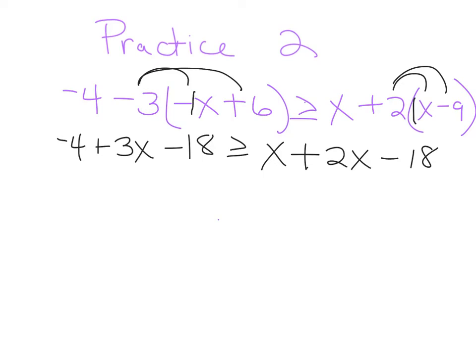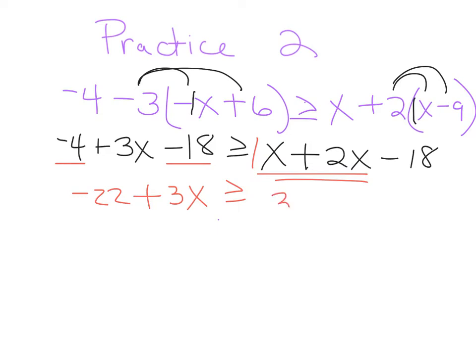All right, so now I'm ready to look at both sides and see if there's anything I can combine. So on the left side, I have -4 and -18. That's -22 plus 3x is greater than or equal to. On the right-hand side, I have these two, and this has an imaginary 1, so that's 3x minus 18.